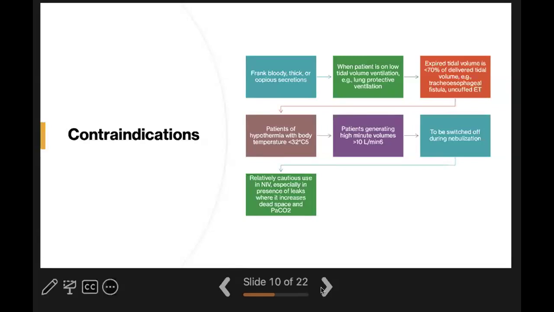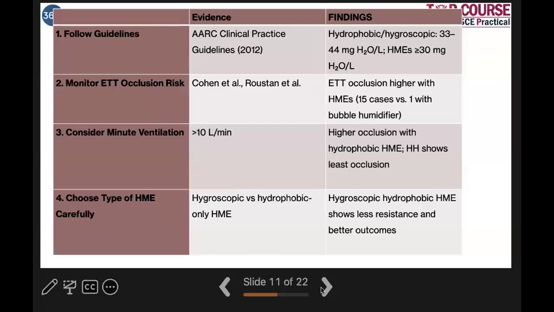So as I said, these are not absolute contraindications, but you sensibly apply the decision tree and decide. Okay. Now, as per the guidelines and evidences, how are we going to choose the HMEs? As per the guidelines, you have to choose preferably a hydrophobic, hygroscopic if you're choosing an HME. And if it is a heated one, it should have at least 33 to 44 milligram of absolute humidity and 100% relative humidity.